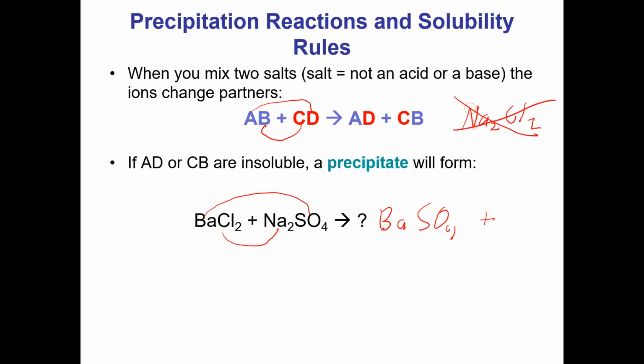That is not a correct formula. Sodium has a positive charge on it, chlorine has a negative charge on it. So the formula for sodium chloride is NaCl.